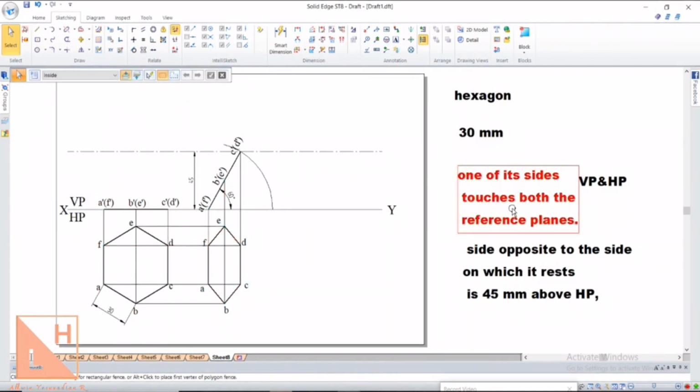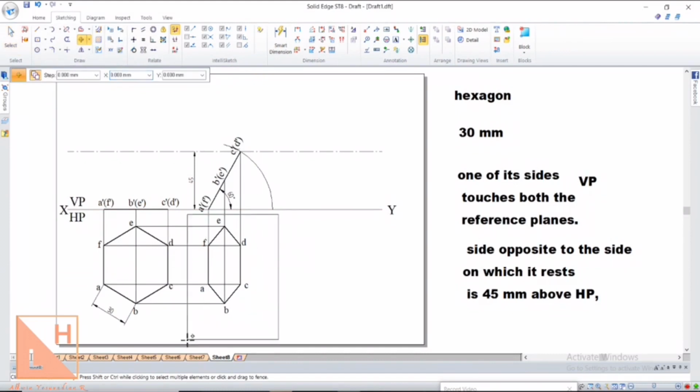Now we actually have one more condition left with respect to VP, because the question says one of its sides touches both reference planes. So the side that we have chosen is the one that is on the left, that is AF. But there is one more condition that is left out, which says that one of its sides touches VP as well. So the HP condition is satisfied, only the VP condition is left. Choose the same side that is resting on HP, that is the left side. Choose that side AF and make it rest on the XY line.